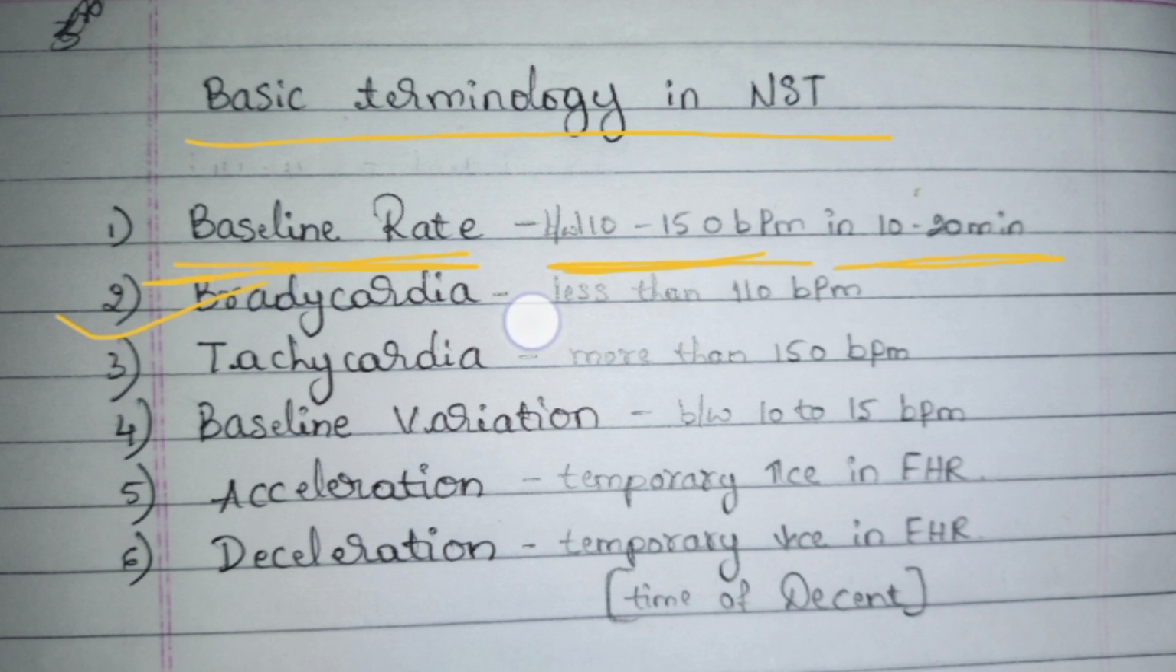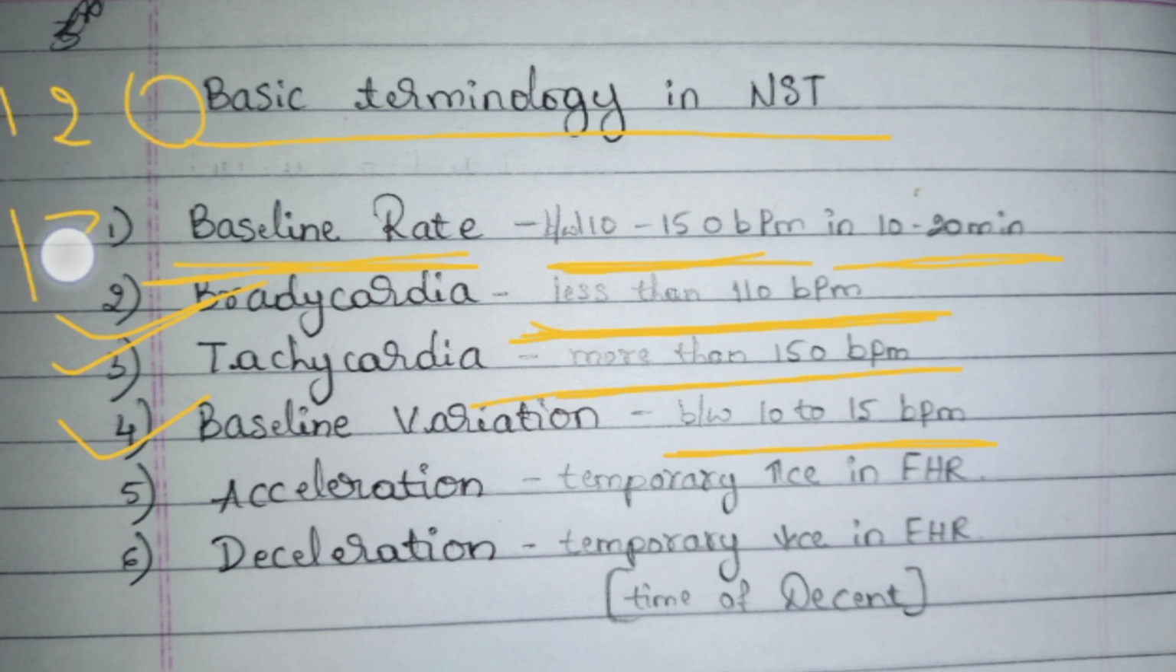Okay, so it indicates the beats per minute. If the fetal heart rate is less than 110 beats per minute, that indicates bradycardia. Tachycardia is nothing but more. So if the fetal heart rate is more than 150 beats per minute, it indicates tachycardia. Baseline variation. Baseline variation means how much the count can vary from the first to the second beat. It can vary between 10 to 15 beats per minute. That is, for the first time it is 120, then the second time it can be 130 or 110.